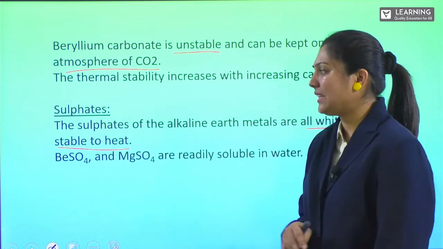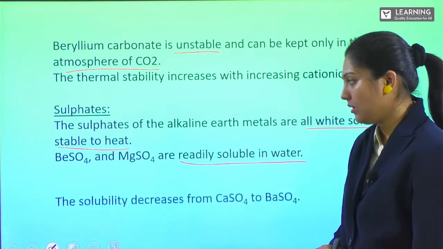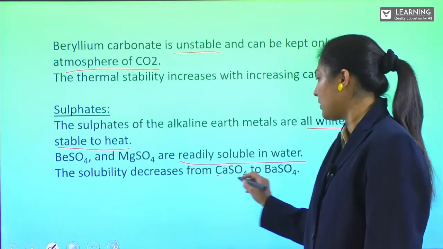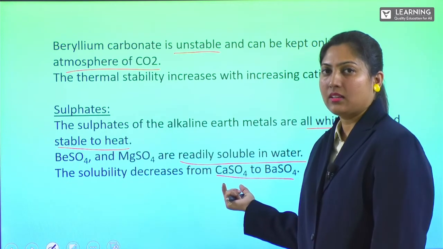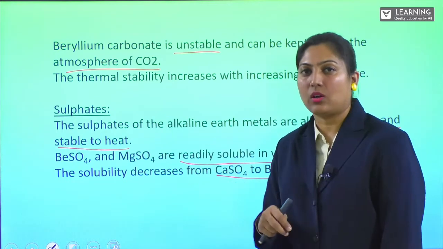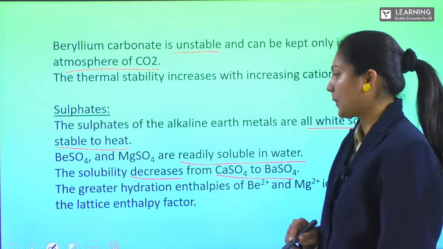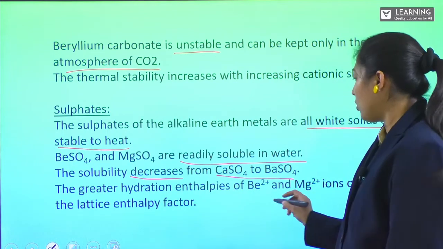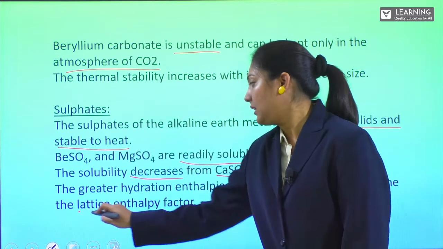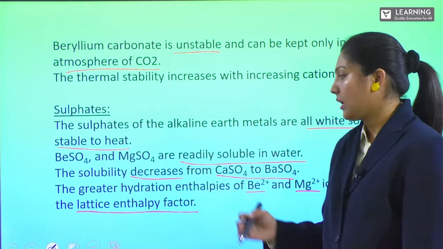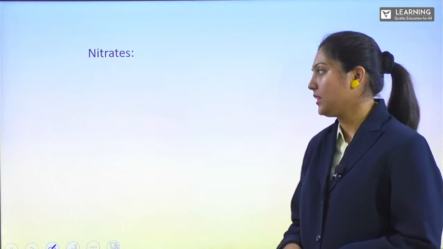So beryllium sulfate and magnesium sulfate are readily soluble in water, whereas the solubility decreases from calcium to barium. As we said, these are very strong as they don't easily dissolve in water. So down the group what happens? Solubility decreases. The greater hydration enthalpy of beryllium and magnesium ions can easily be overcome by lattice enthalpy factor. If you give heat energy for them, they can easily overcome that greater hydration enthalpy.